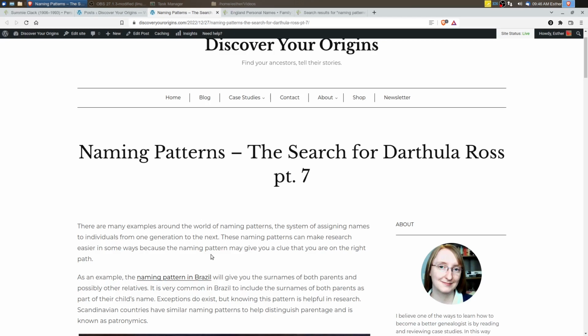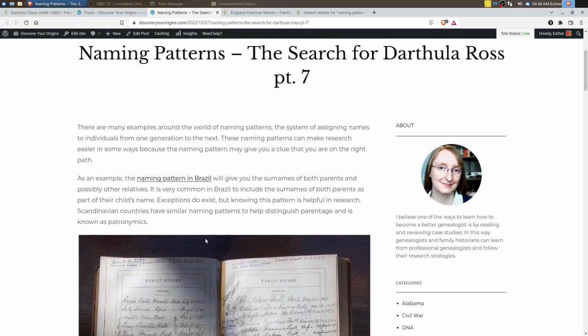And in this video, I'm going to talk about naming patterns, and in particular, naming patterns that I found in the Langford family in my search for Darthula Ross. So naming patterns are very interesting, and they vary a little bit from one location to another and one culture to another. For example, in the naming pattern in Brazil, you often give a child the surnames of both parents. And so once you see a child's name, you can kind of discern who the parents are based on the surnames being included.